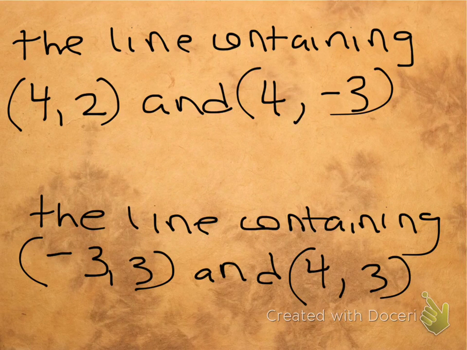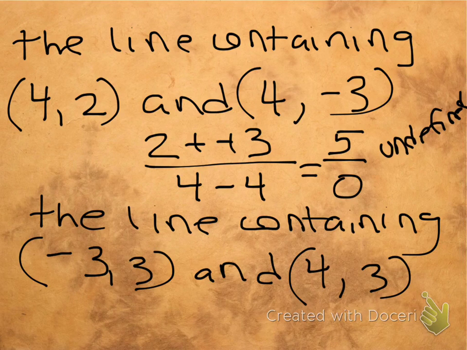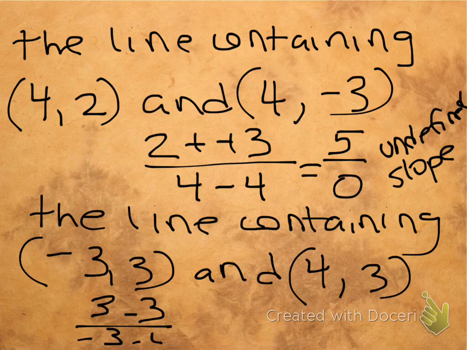And then the next one we have, again, all of these are finding the slope, so subtract the y's over the x's. This will give you 5 over 0. Whenever you have something over 0, we call this undefined. So this is an undefined slope. And then we have the last one, subtract the y's over the x's is going to give us 0 over -7, or if we simplify that, that is going to give us 0 as our slope.